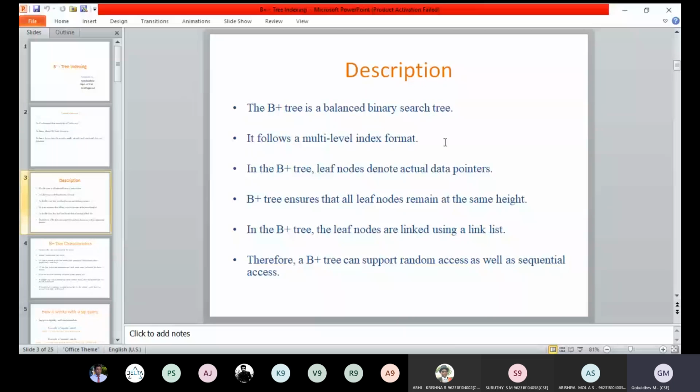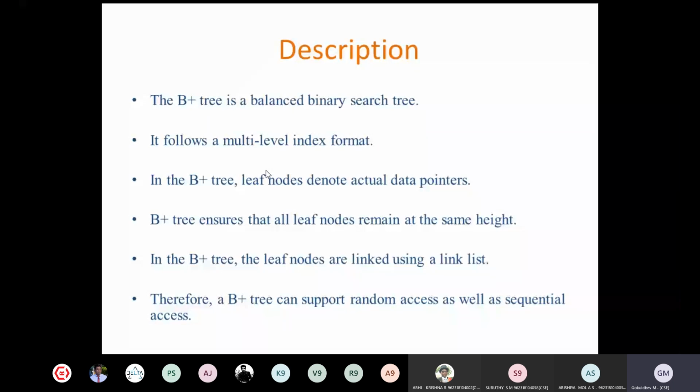A B plus tree is a balanced search tree. Now you should have an idea about what is meant by a balanced search tree. It means if a search tree has the ability to automatically adjust itself in case of any insertion, updation or deletion, then we call it a balanced search tree. That's why we are using the term balanced search tree. And there is another term we come across: it follows a multi-level index format.